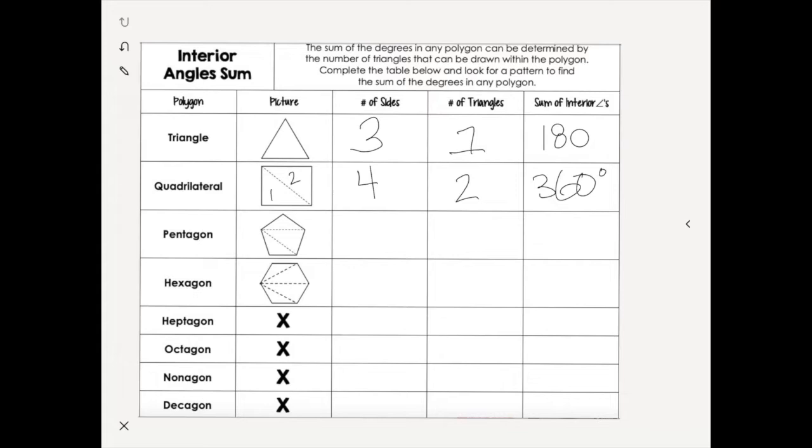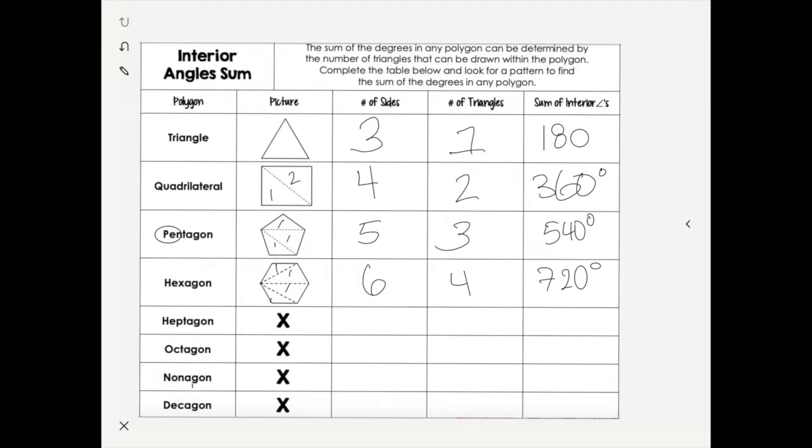Next, we have a pentagon, which is a 5-sided figure. And I always remember that because you hold a pen with your hand, and your hand has 5 fingers or 5 digits. So it's a 5-sided figure. We have 1, 2, 3 triangles. 180 plus 180 plus 180, we're going to get 540. We have a hexagon. That's a 6-sided figure, and it has 1, 2, 3, 4 triangles. So if we do 180 times 4, you are going to get 720 degrees.